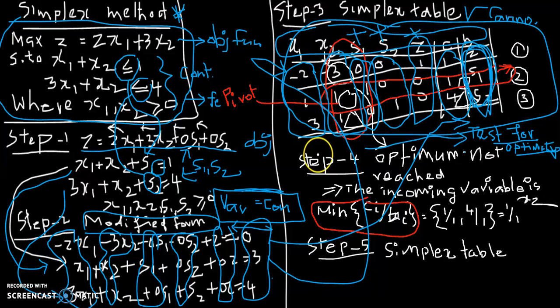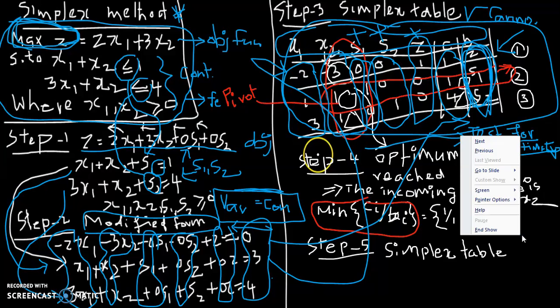Test for optimality. Whether the optimum is reached or not, look at this maximization problem. This one is a maximization problem. But in that particular row, we have some negative numbers there. We are seeing some negative numbers.